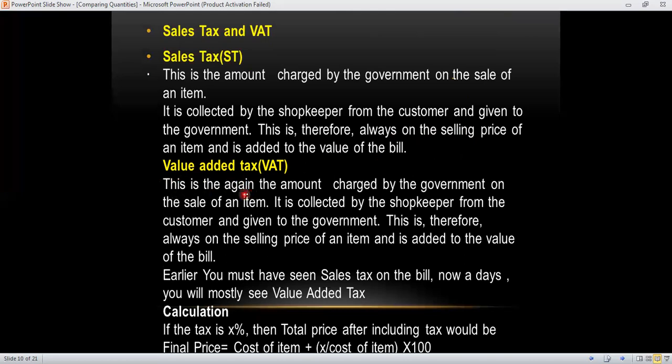Now what is VAT? That is value added tax. This is again the amount charged by the government on the sale of an item. It is collected by the shopkeeper from the customer and given to the government. This is therefore always on the selling price of an item and is added to the value of the bill. Earlier, you must have seen sales tax on the bill. Nowadays, you will mostly see value added tax.